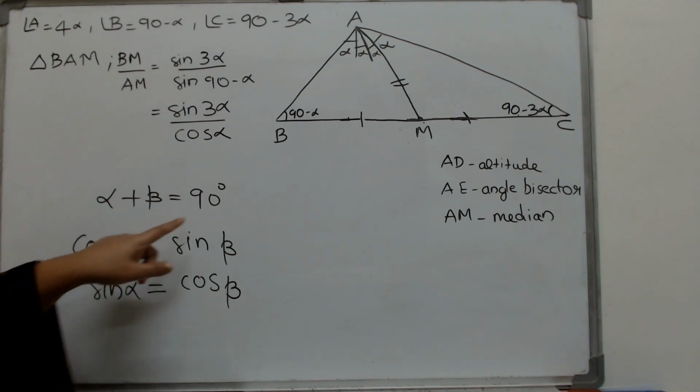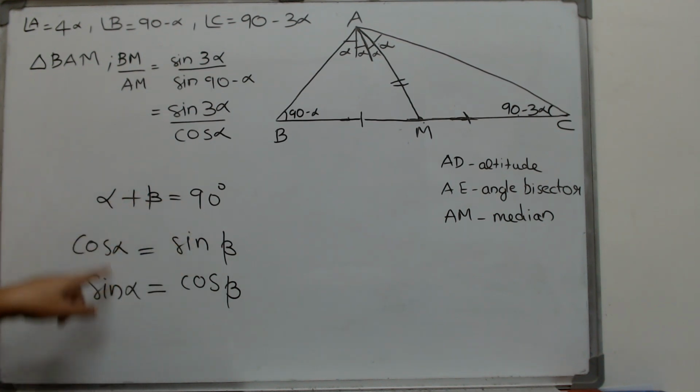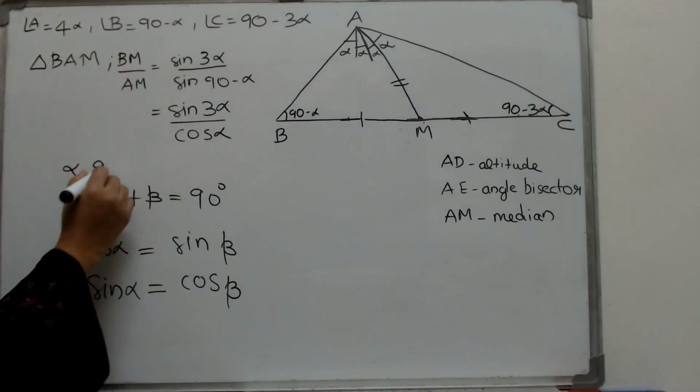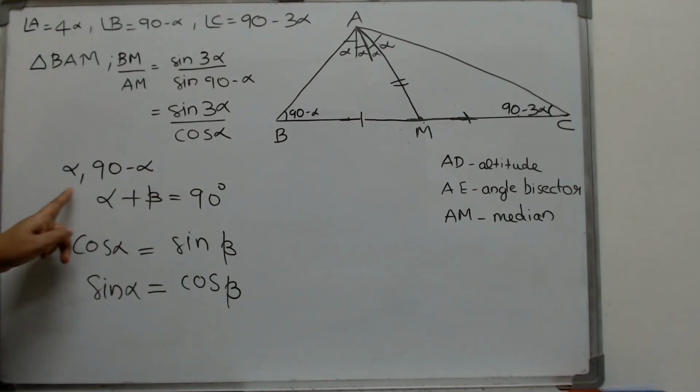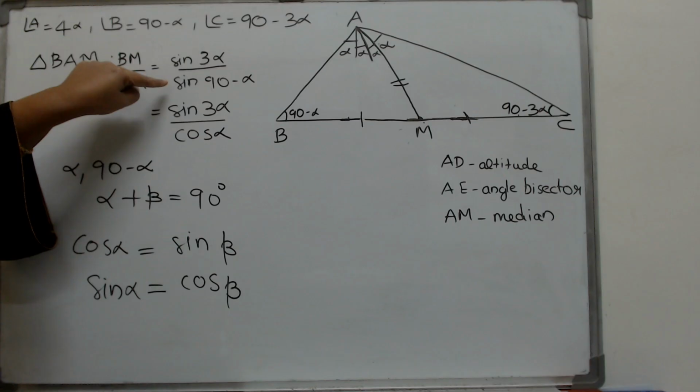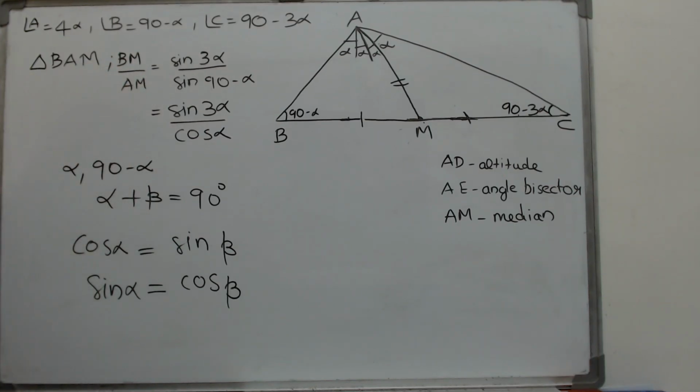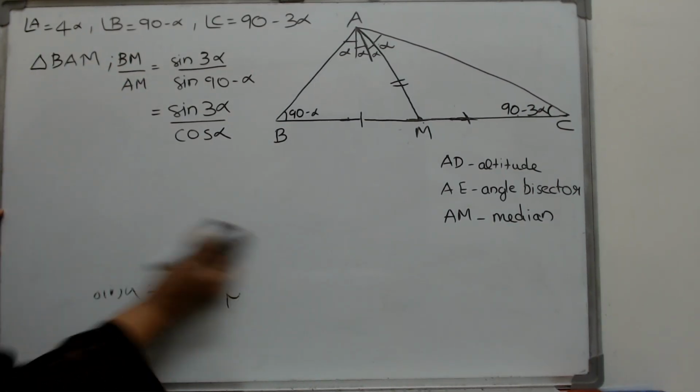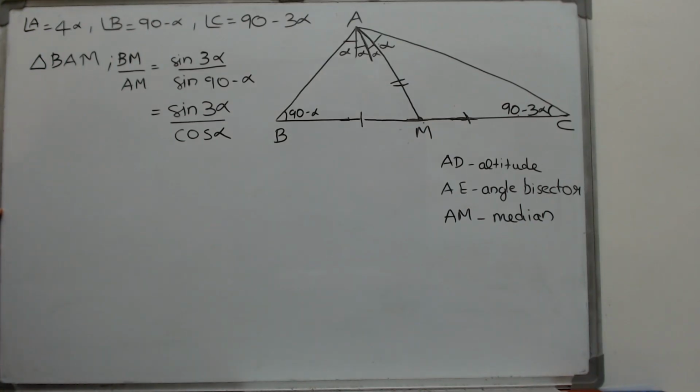When the sum of two angles is 90 degrees, then we can see that this happens, and that is what we notice here. Alpha and 90 minus alpha: the sum of these two angles is 90, so the sine of one is equal to the cos of the other. You can go that way, or you can just do sine A plus B.